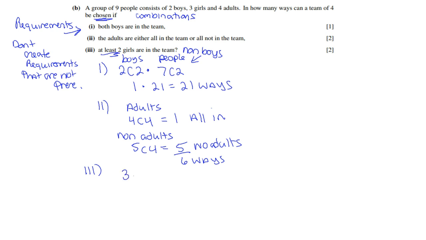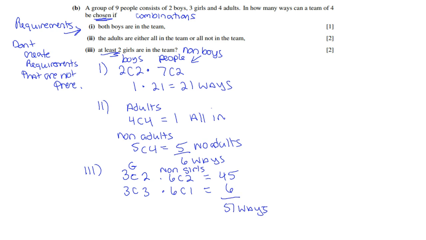Now, number 3, at least 2 girls are on the team. At least. So first we've got 3 choose 2. That's if I choose 2 of the girls. And now I've got non-girls, because again, there's no requirement to be anything else. The non-girls, that's going to be 6 of them, and there can be 2, because I need a team of 4. So then I put that together, that's 45 ways. But the thing is, at least implies that maybe there's 3 out of the 3. So now there's only 1 left for non-girls, and that's 6 ways. Now, there's only 3 girls, so these are the only ways this can happen. So I add them together, and I get 51 ways. And that's all there is to that.